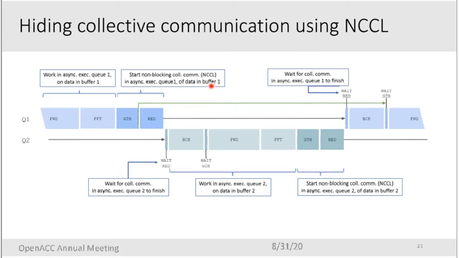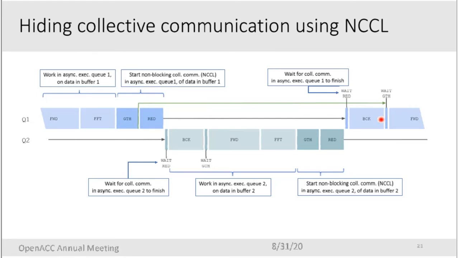So that gets started here, and then we switch to another buffer and we do work in execution queue 2 on data in buffer 2. So once that is finished, we start the communication in that particular queue. At that time, the algorithm switches to the other queue, and hopefully the collective communication has finished there, and it can go on to do some more work.